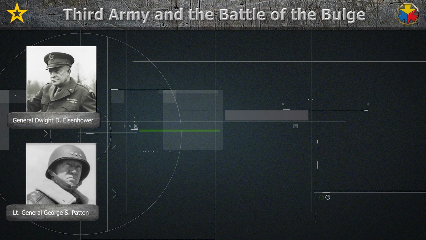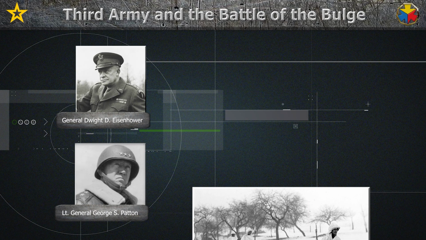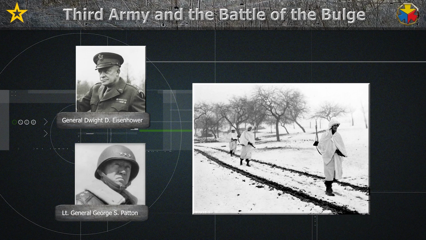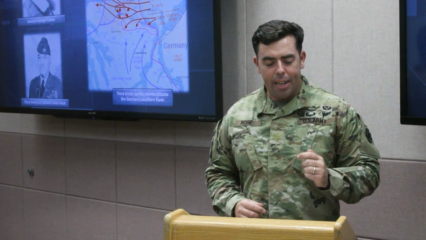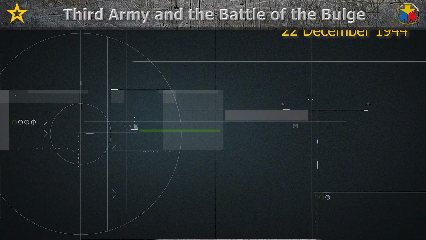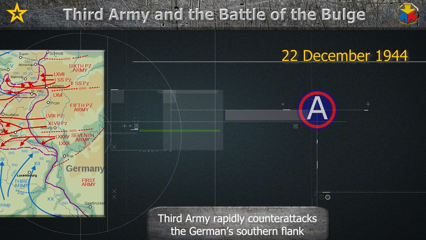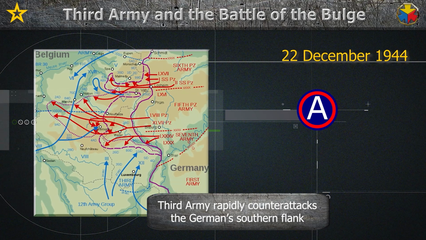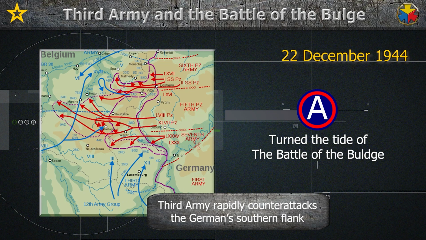General Eisenhower asked General Patton how soon he could transfer over 100 miles of winter roads to join the battle. He said he would have 3 divisions to engage the enemy within 3 days. On the morning of 22nd December, Patton's Third Army smashed into the German southern flank and turned the tide of the Battle of the Bulge.